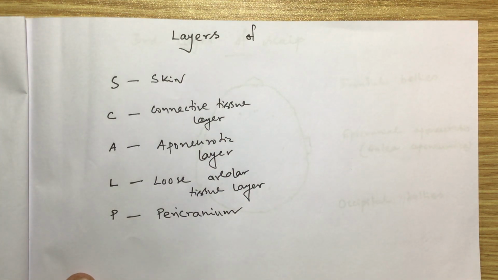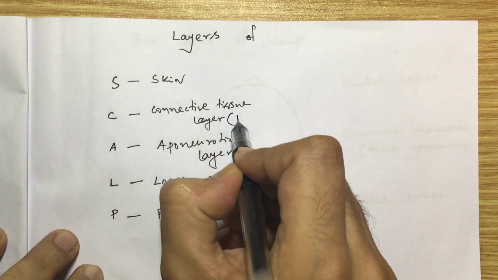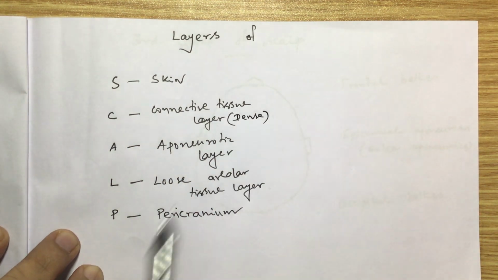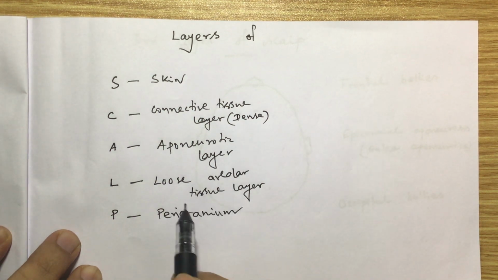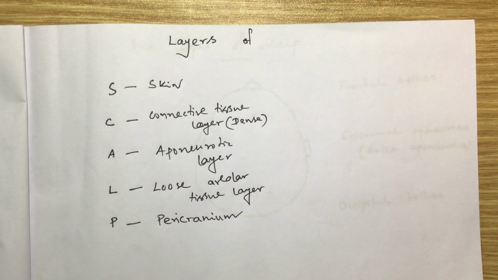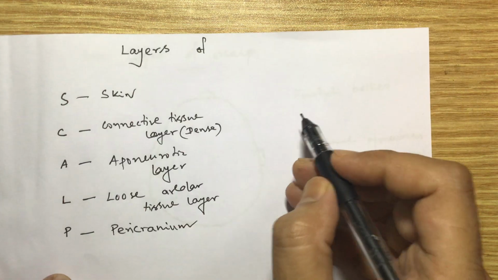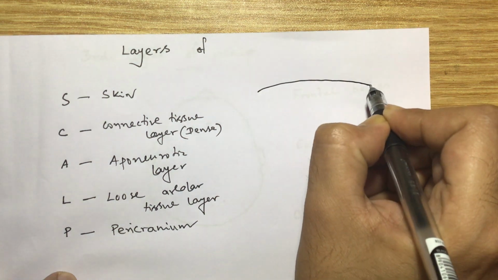From outside inward: skin, connective tissue layer, dense aponeurotic layer, loose areolar tissue layer, and pericranium. Let me draw the layers one by one. The first layer is the skin. Say this is the skin.